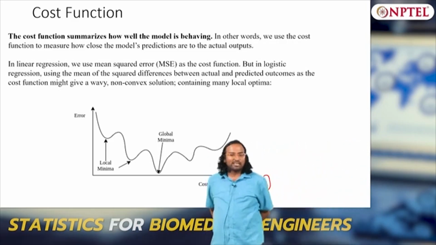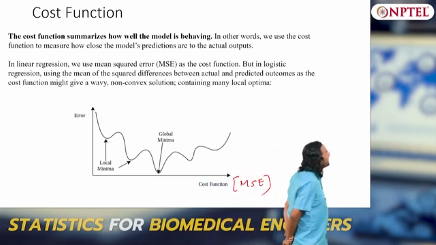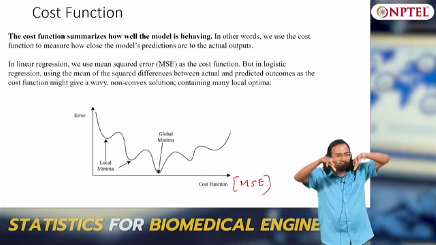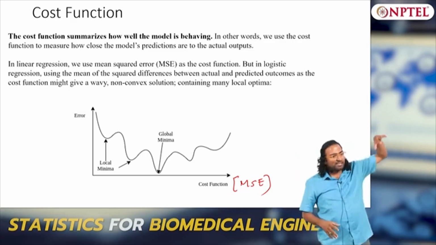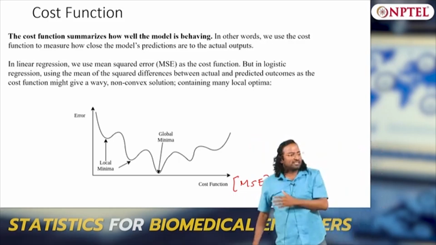That is where the problem is, because if you use mean squared error, you get this graph where the function is bumpy, cost versus error. The error keeps on reducing, and all of a sudden it will be addition of ones, then addition of zeros, then addition of ones, etc.